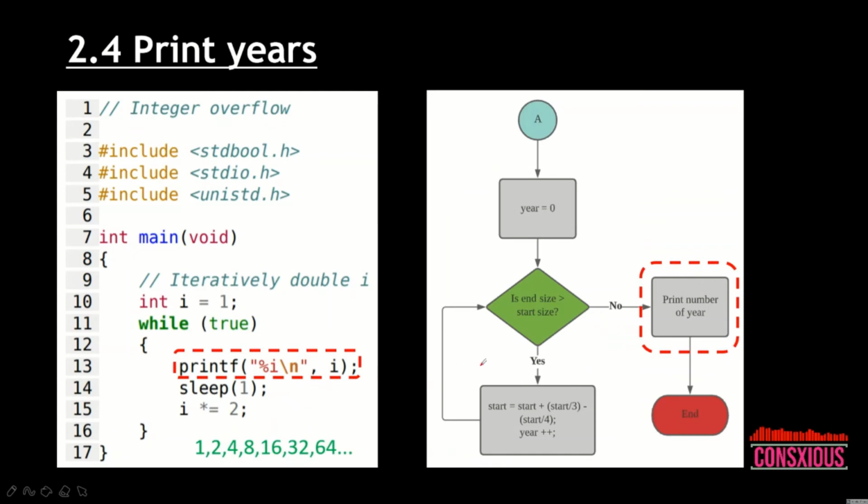To print the number of years, we can use the same example here to print the I value. What we need to do is change here to the year, so we can print the number of years here. So our program ends here. So that's it. Now pause the video and try solving the problem before continuing to the solution section.